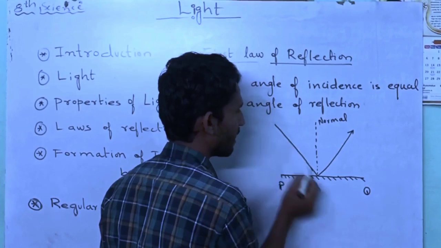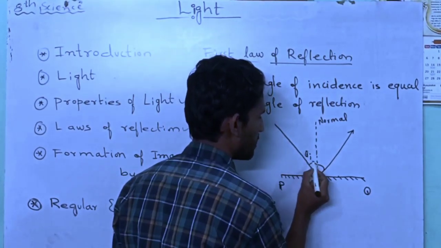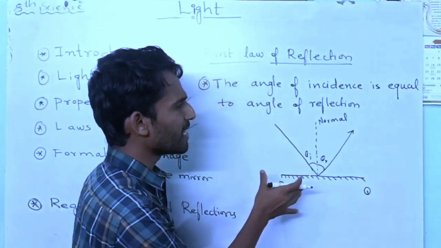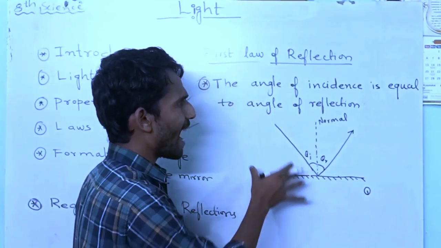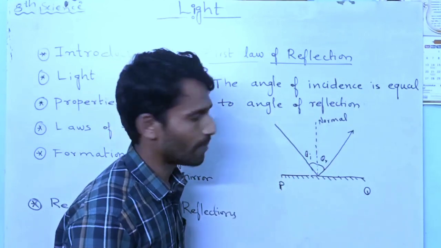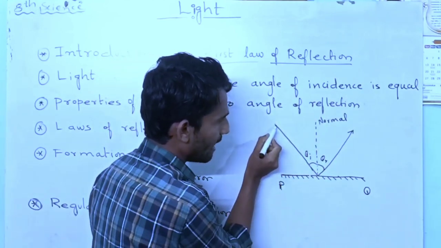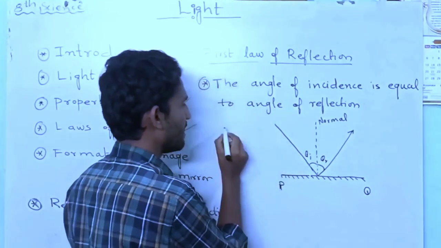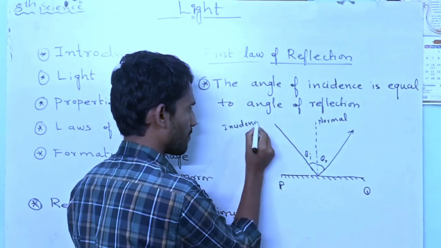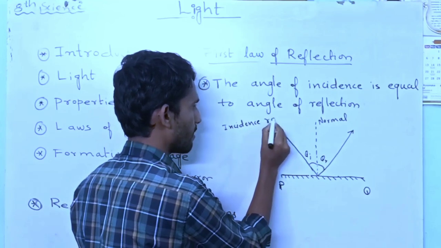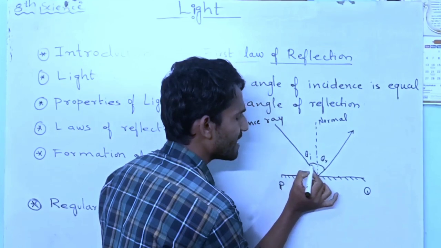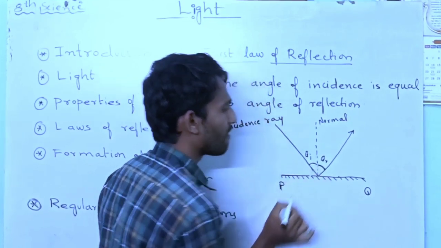This is the incident ray. This is the angle of incident. This is the angle of reflection. Dear student, you observe this picture here. The angle of incidence is equal to the angle of the reflection. See, this is the incident ray. The angle of incident ray is equal to the angle of the reflection.